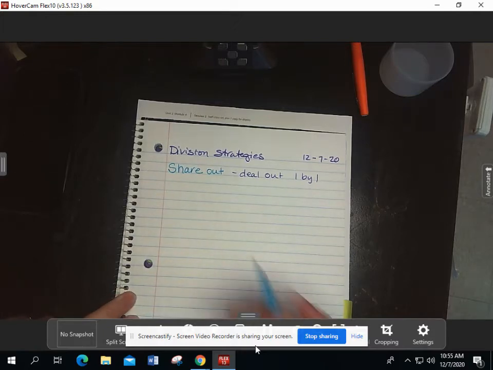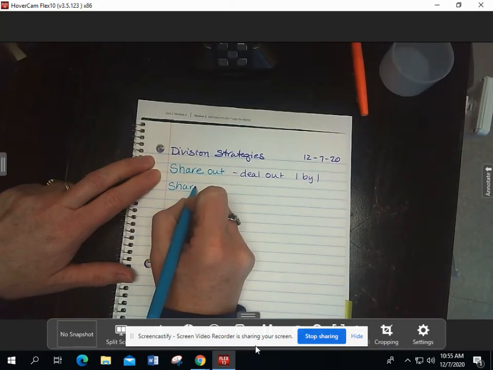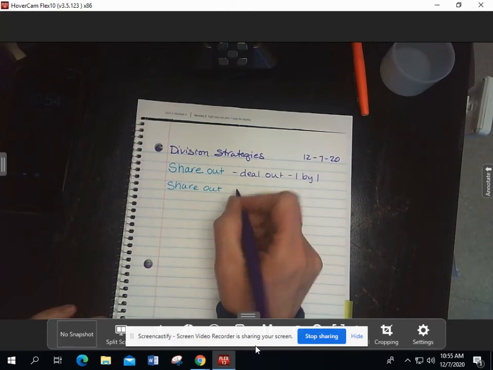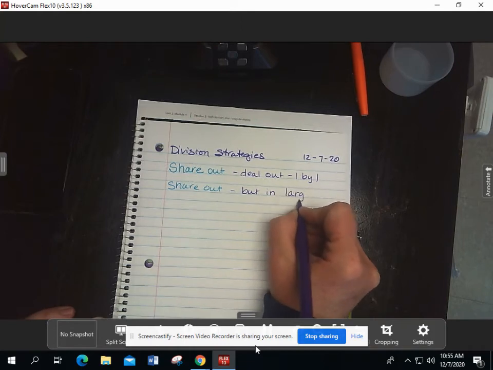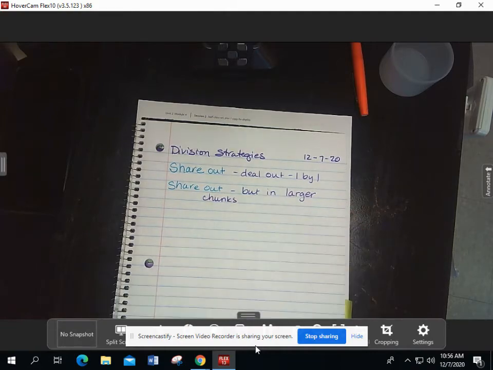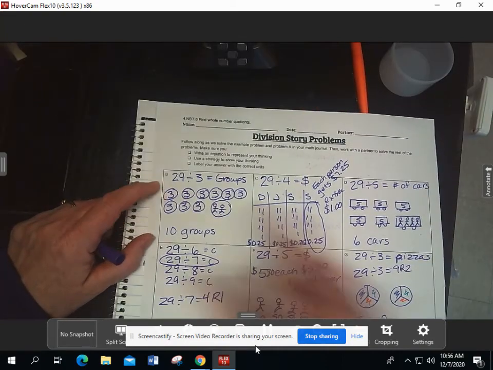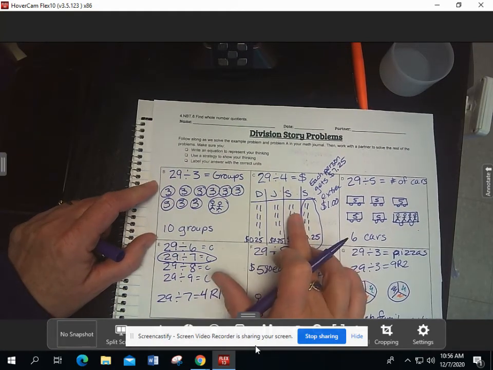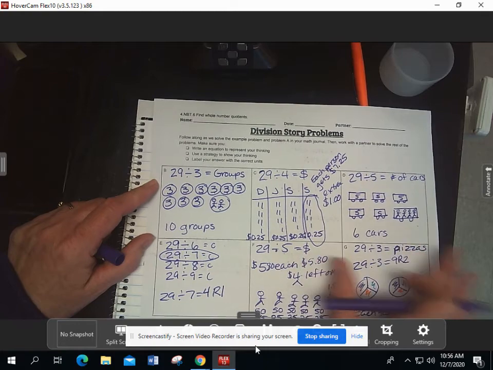Please be quiet. The second one that we do, which is very similar to the first one, is sharing out, but in bigger chunks. So in other words, with this one, we had to have 3 people in a group. So we counted by 3. We made groups of 3. So we're sharing out in groups of 3. This is sharing out in groups of 1. This is sharing out in groups of 3. And these 2 are quite common for what students tend to use.